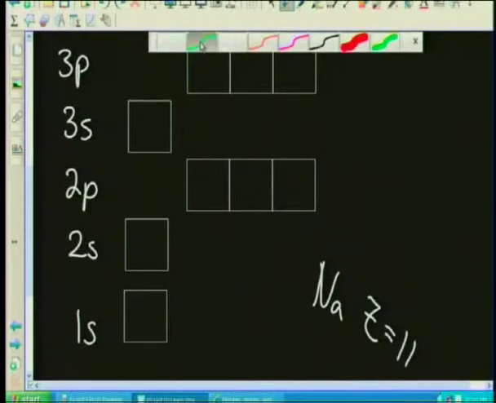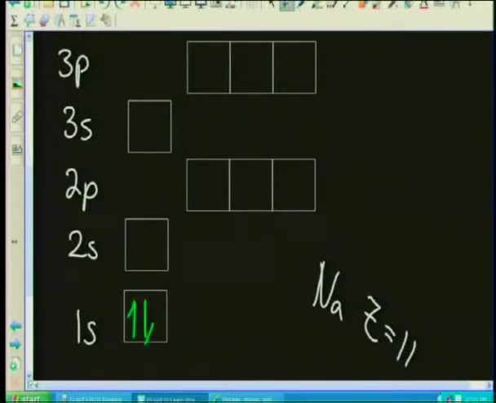Hi guys, welcome back. How did you manage on that energy level diagram? Well, let's see how we do. It's not that difficult, but it is really interesting. So here we go. We're going to fill in electrons. Remember, sodium, Na, has 11 electrons. First 2 electrons in the first energy level, 1s. Second 2 electrons in the 2s.